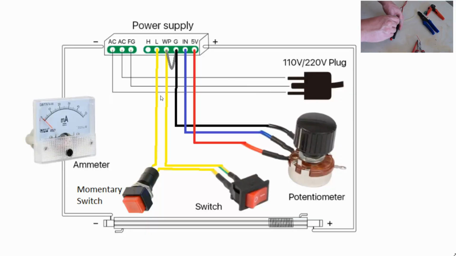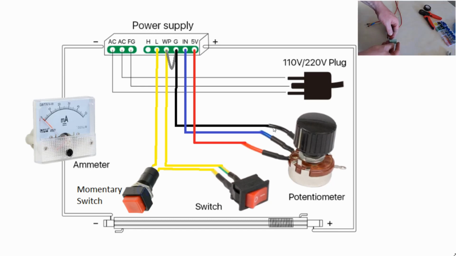So this is our wiring diagram. We have a 5-volt input going into our potentiometer down here. The middle one goes to the input on the laser power supply, and that's the blue cable, and then the black cable is our ground. So that's our potentiometer wiring, and they get connected onto the green Phoenix connector.